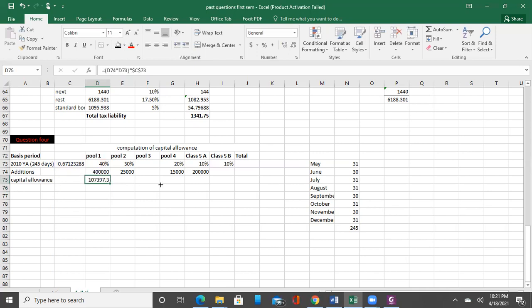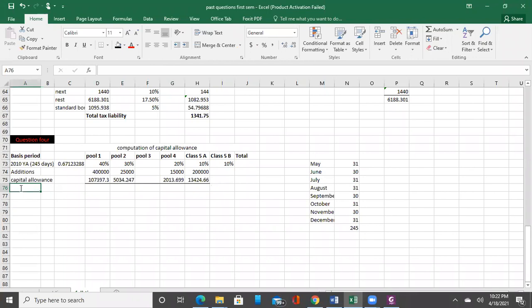So I do the same thing up to pool 4. So these are going to be my capital allowances. This one is also going to be like that. So capital allowance for the year 2010 has been duly calculated.